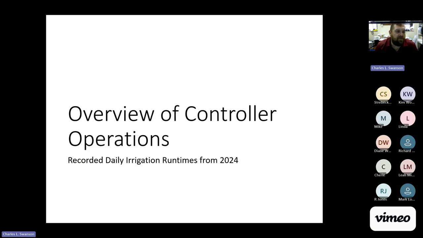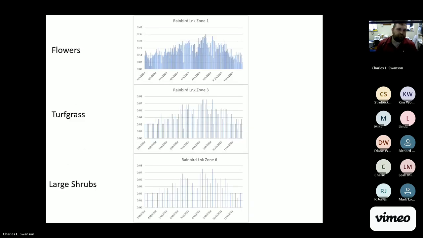So I'll give you an overview of last year's data. Okay, this runs continuously. It's running right now, but let's look at last year's performance data. And so here what I have are some slides that show you the runtime philosophy of different technologies. And so I've highlighted a flower zone, a turf grass zone, and a shrub zone.